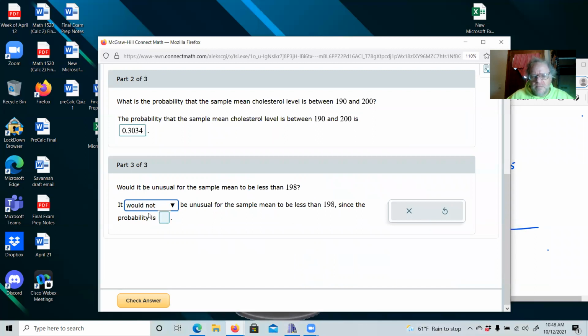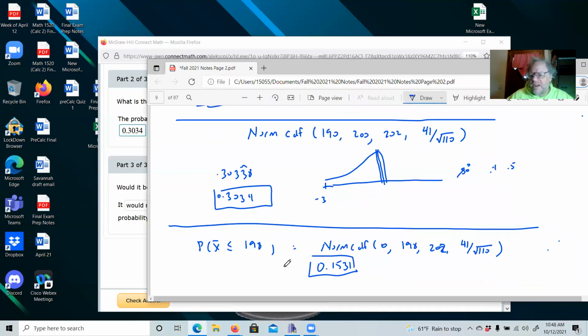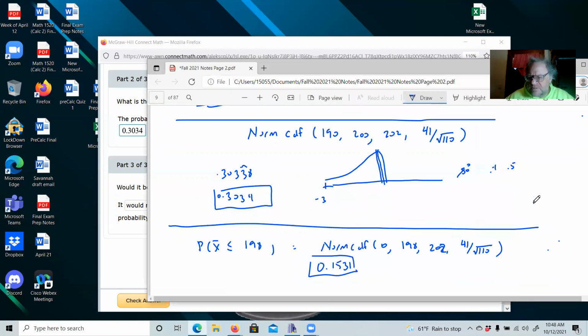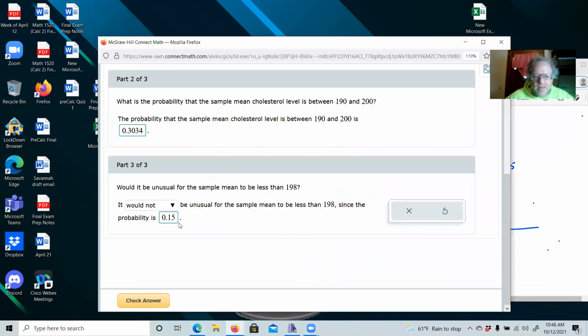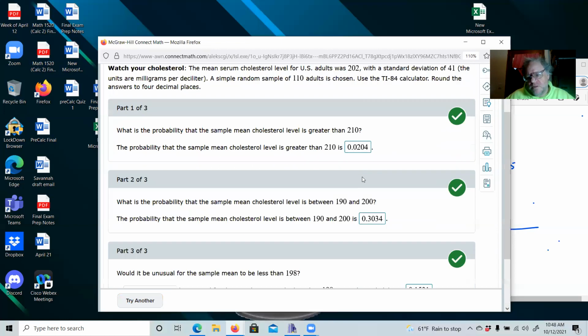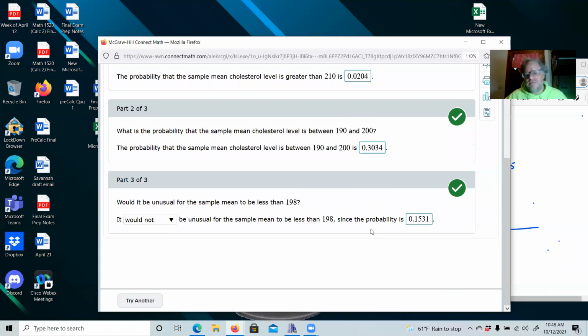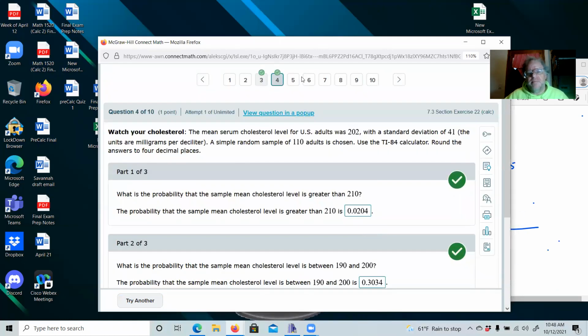It would not be unusual for a sample mean to be less than that, since the probability of finding it is 15.13%. Check our answers, and there we go. So that would be a fair question on a quiz, right? I would like that one.